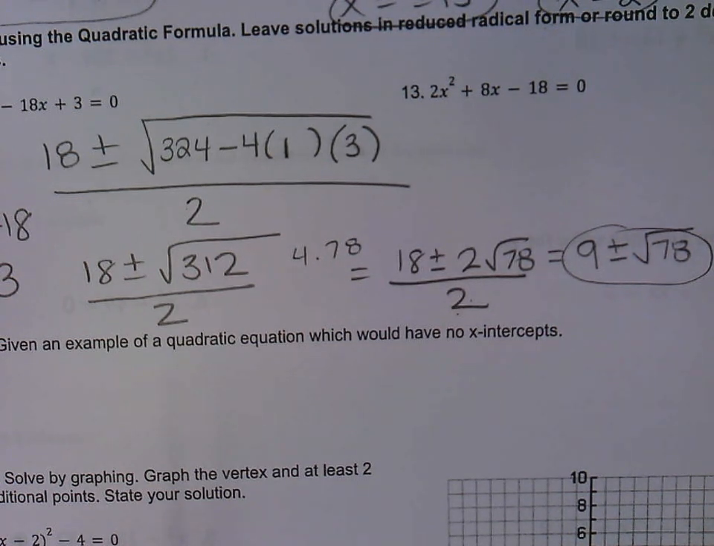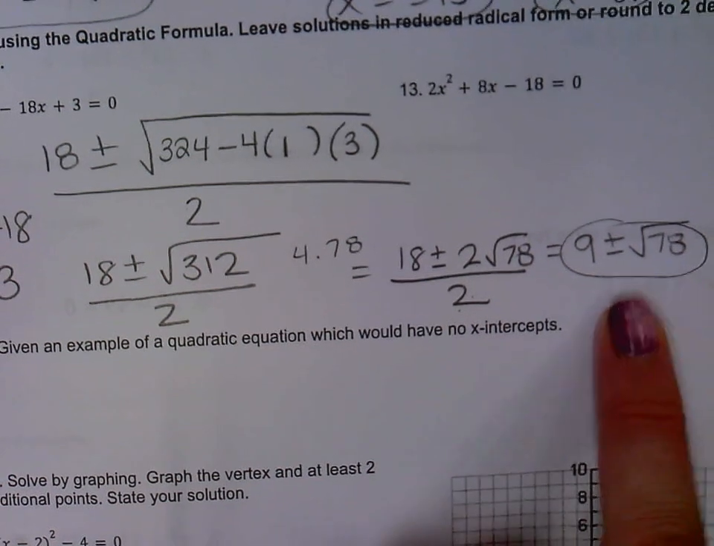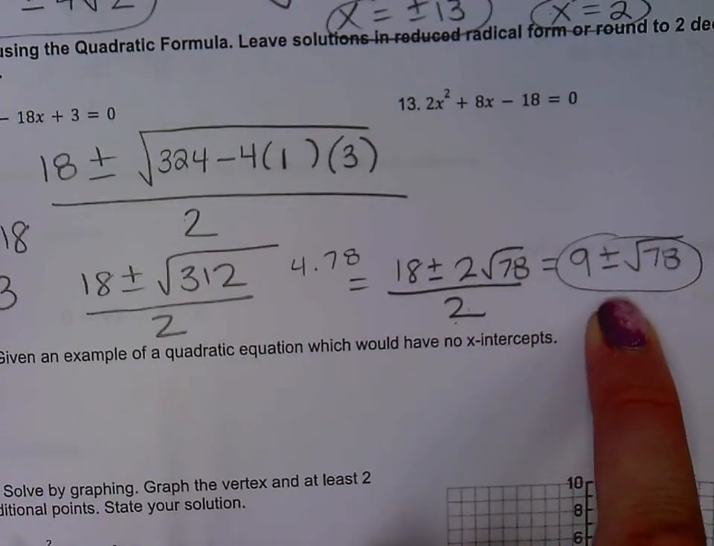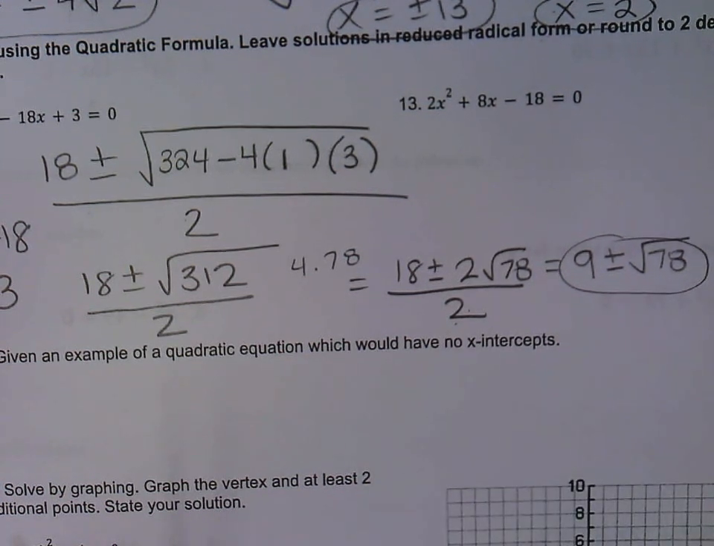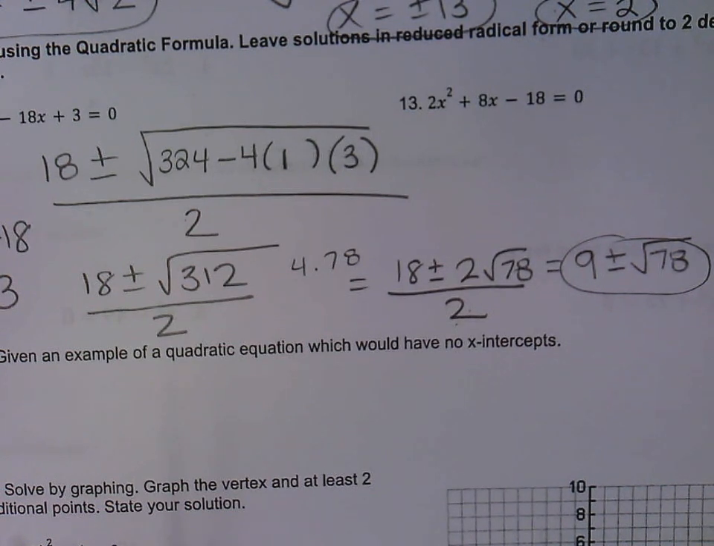Solve using the quadratic formula. So you're finding what x is. But you could leave your answer like this. That is what x is: 9 plus the square root of 78, 9 minus the square root of 78. You guys know where to start? Set up what is A, B, and C. Do your very best to put it into that expression and simplify it.